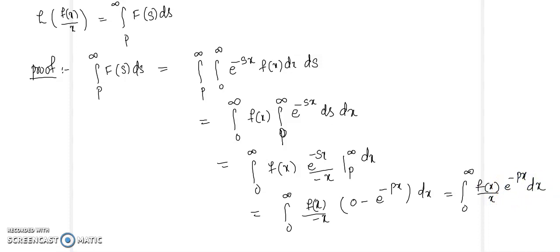So we started with the integral from p to infinity of F(s) ds, that is equal to the integral from 0 to infinity of f(x) by x e raised to minus px dx. So you can see that this is the Laplace transform of f(x) by x. So that is the required result. So the Laplace transform of f(x) by x, if you know the Laplace transform of f(x), is the integral from p to infinity of F(s) ds. So let us see an example.